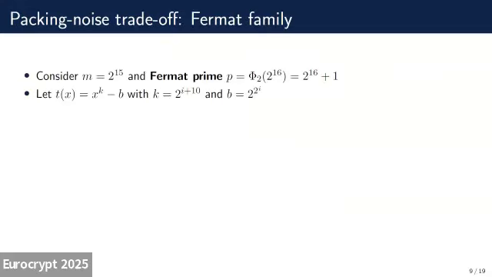Okay, so let me consider a couple of concrete instantiations. The first prime that fits in this cyclotomic shape is this 16-bit prime, which we also call the Fermat prime. Note that this prime is not just achieved for a single plaintext modulus. There exists a whole family of plaintext moduli parameterized by this i here that give you exactly the same prime p.